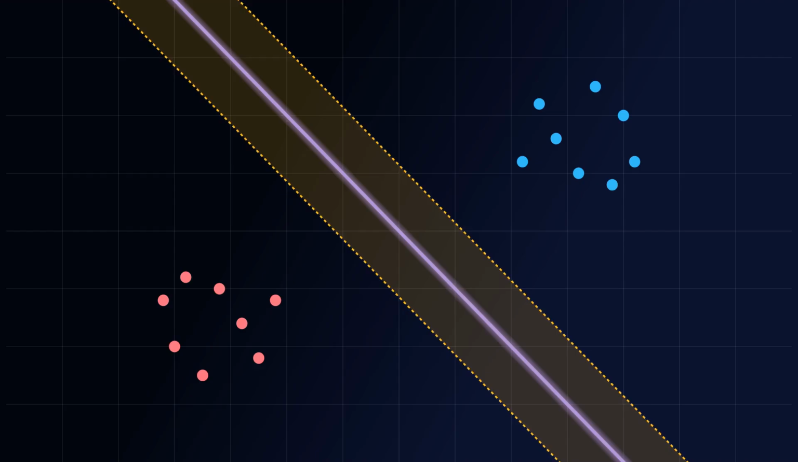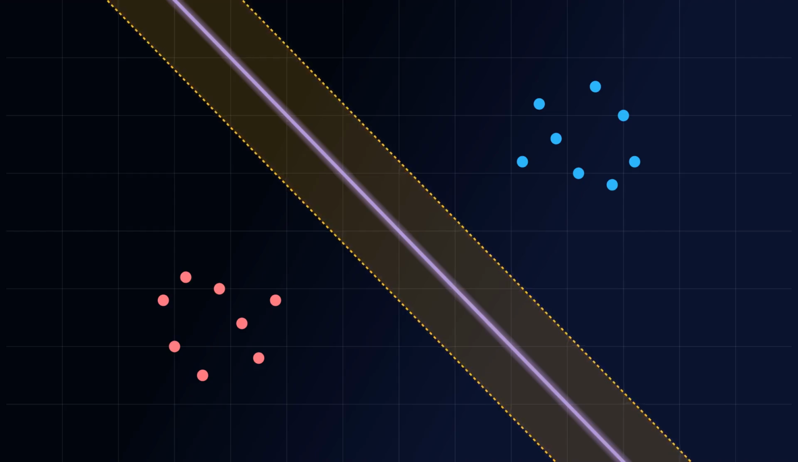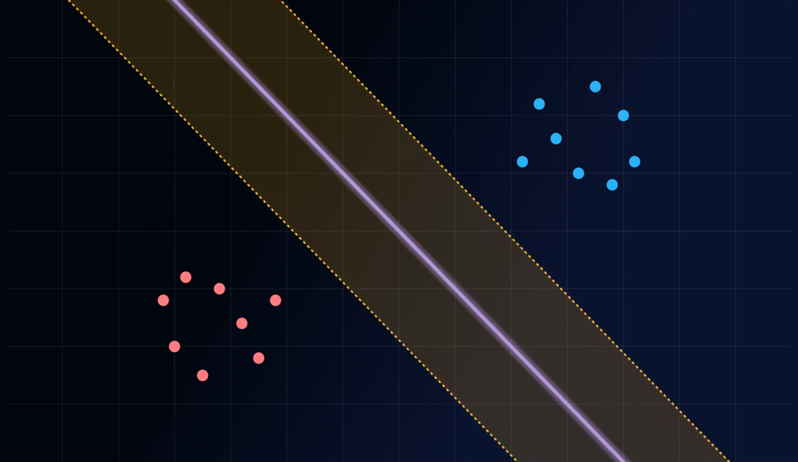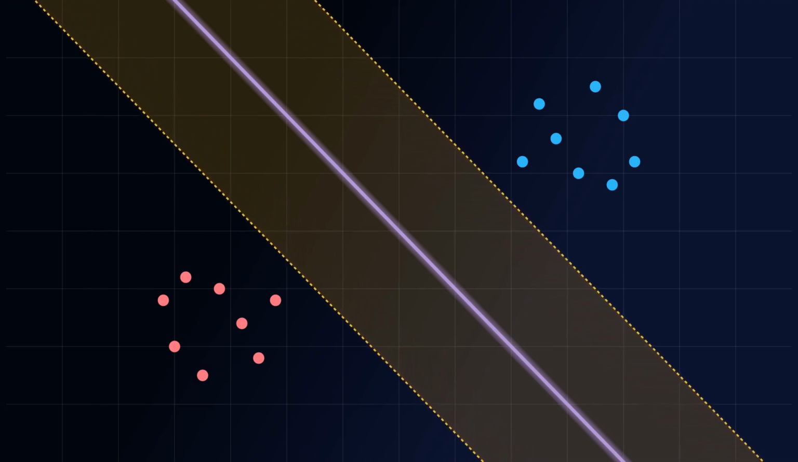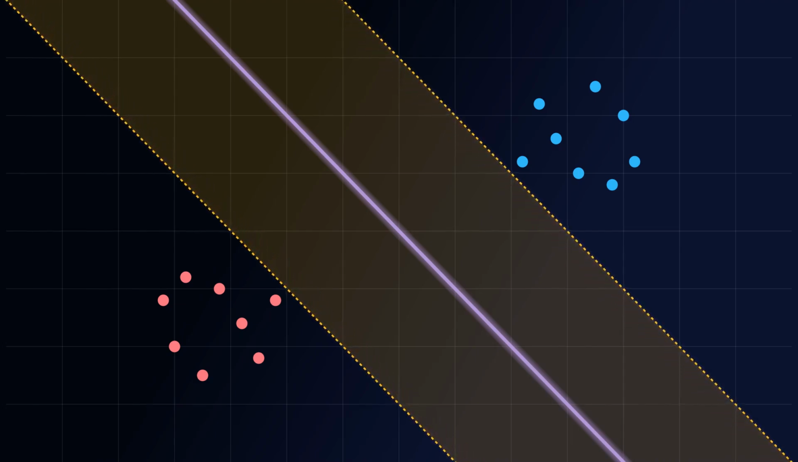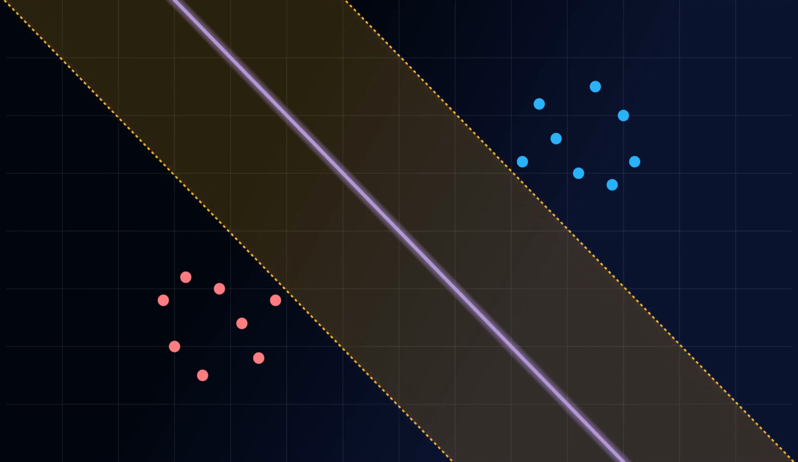Now the goal has a wonderfully simple shape. Widen the street as much as you can. Push both curbs outward until they can't move any further without bumping into a data point. The wider the street, the more confident and robust our separator becomes. Here comes the key derivation.